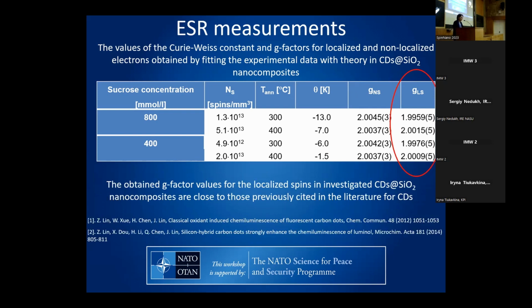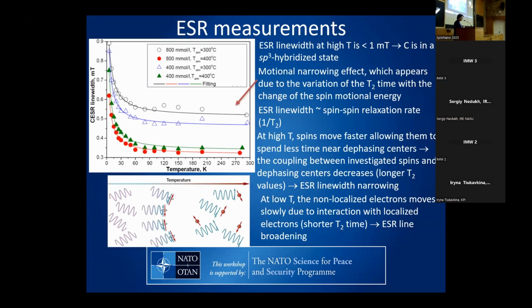The g factor for localized electrons was found, and using the literature data, it was attributed to carbon dots. So in our samples, there is a coupling between carbon-related radicals and carbon dots.